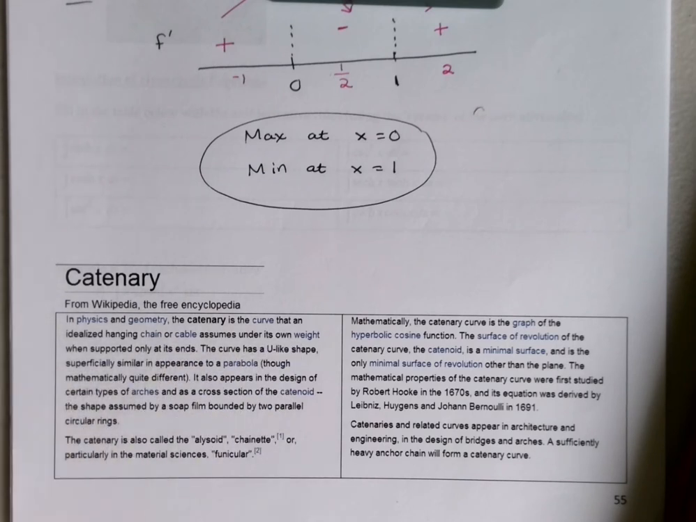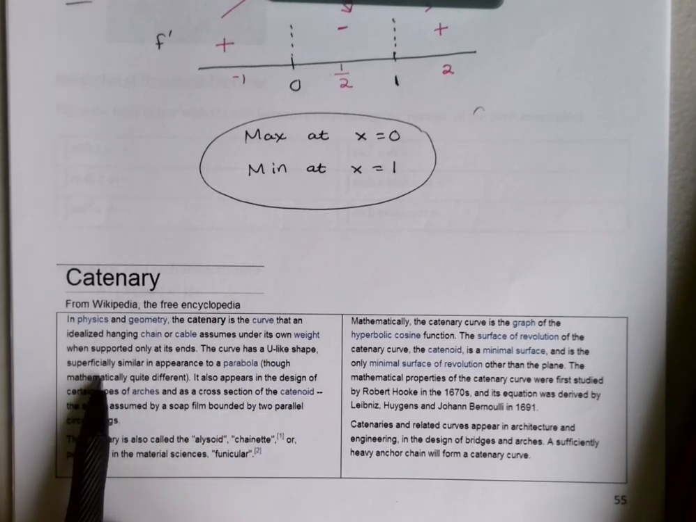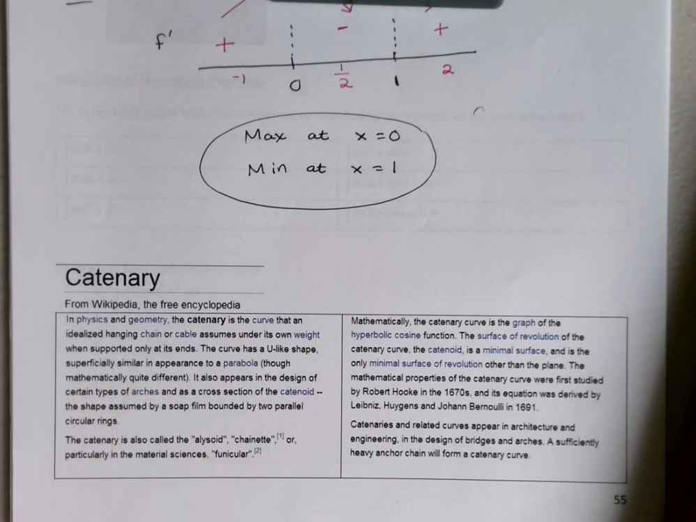So if you could imagine picking up a rope or a cable and putting one end in each hand, the curve between your hands would be a catenary curve. The curve has sort of a wide U-like shape. It's superficially similar to a parabola in its appearance, although mathematically it's actually quite different. This same shape appears in the design of a lot of arches and is a cross-section of what's called a catenoid, the shape that's assumed by a soap film bounded by two parallel circular rings.